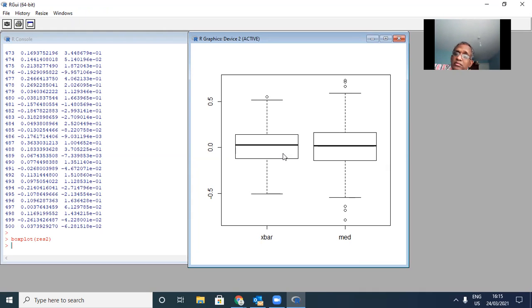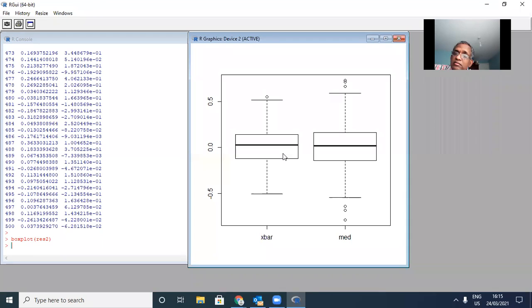So what that means is that the variability of the sample mean is smaller compared to the variability of the sample median, right? You follow what I'm saying, right? Remember, the variability is the width of the box, or the distance from the first quartile to the third quartile, right?